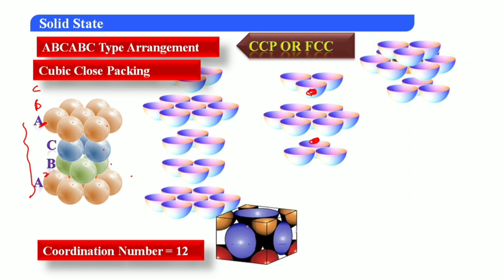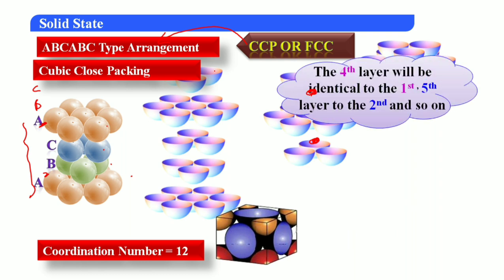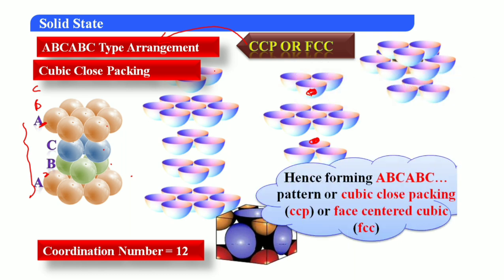FCC or CCP. Which means FCC or CCP is formed by what? ABC type of arrangement. AB will give rise to hexagonal close packing, HCP. ABC gives rise to CCP or FCC. Very important. Coordination number in both the cases is the same, number of particles is the same, so the coordination number is equal to 12. Hence forming ABC type of arrangement.